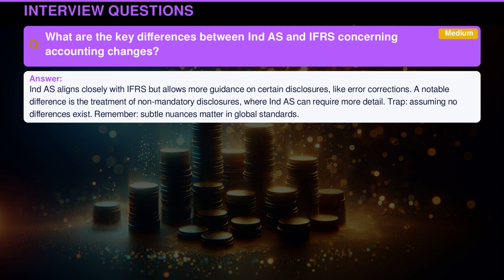Indian accounting standards align closely with international financial reporting standards, but allow more guidance on certain disclosures like error corrections. A notable difference is the treatment of non-mandatory disclosures, where Indian accounting standards can require more detail. Trap: assuming no differences exist. Remember, subtle nuances matter in global standards.